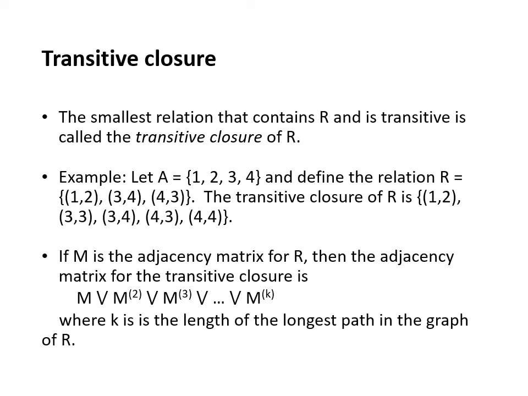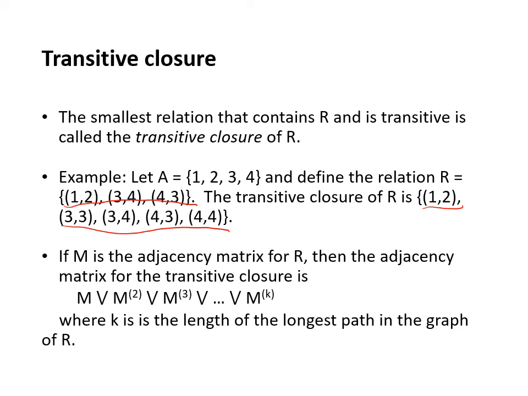Okay. Then let's look at transitive closure, which is the smallest relation that contains R and is transitive. It's called the transitive closure. So here's an example. If A is equal to {1, 2, 3, 4}, and we define the relation R using these pairs, then the transitive closure of R is this relation: (1, 2), (3, 3), (3, 4), (4, 3), (4, 4).